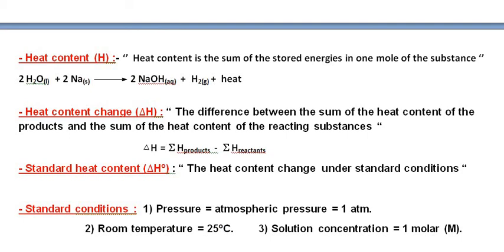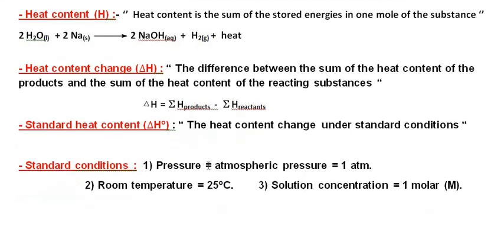We can also define a new concept called heat content change, denoted by delta H. The heat content change is the difference between the sum of the heat contents of the products and the sum of the heat contents of the reacting substances. Delta H equals the sigma H of products, meaning the sum of the heat contents of the products, minus the sum of the heat contents of the reactants. If you subtract the sum of the heat contents of the reactants from that of the products, you get a number. This number is called the heat content change, denoted by delta H.